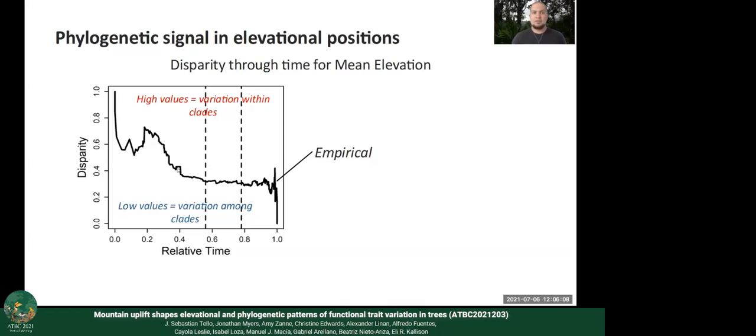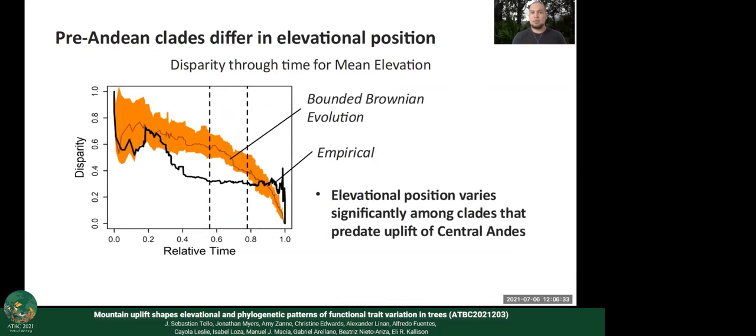in these traits. So for example, clades would have a lot of variation in the elevational position, while low values of disparity reflect variation that mainly happens from one clade to another. So one individual clade typically has little of the variation in mean elevation. To make sense of these empirical patterns, we compared it to a null model, in this case, a Brownian model of evolution that is bounded, so that the species can evolve their elevational positions, but they cannot have elevational positions below sea level or above the tree line.